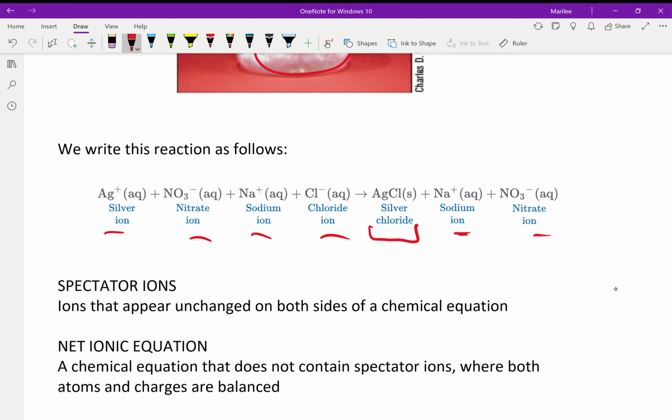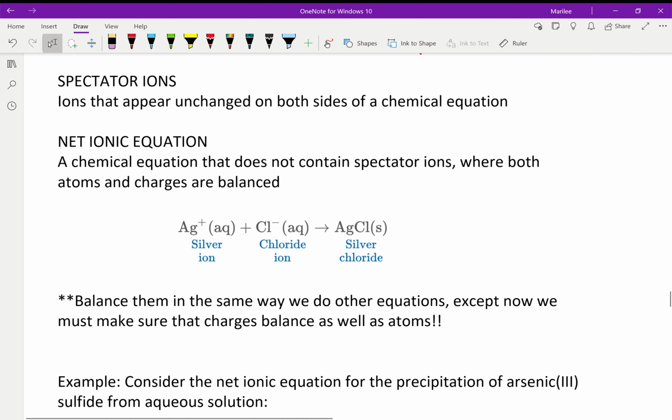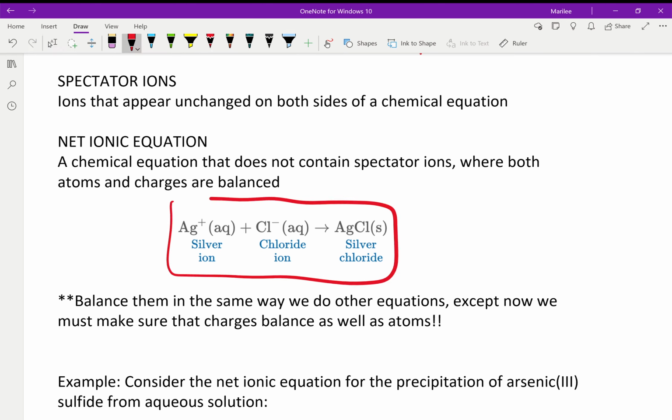These 2 are called the spectator ions that appear unchanged on both sides of the chemical equation, and the net ionic equation does not have these spectator ions. So if we take these out from the equation, we'll get our Ag plus and Cl minus going forward to form AgCl, which is the silver chloride, and we can rewrite that here. This is our net ionic equation.